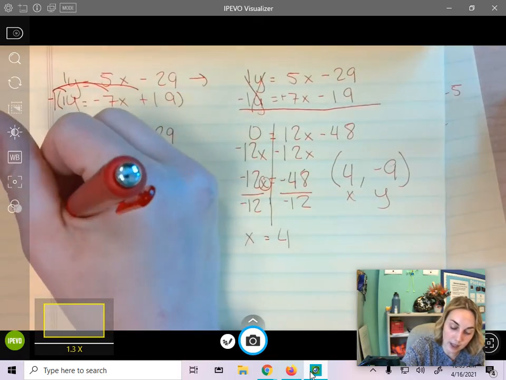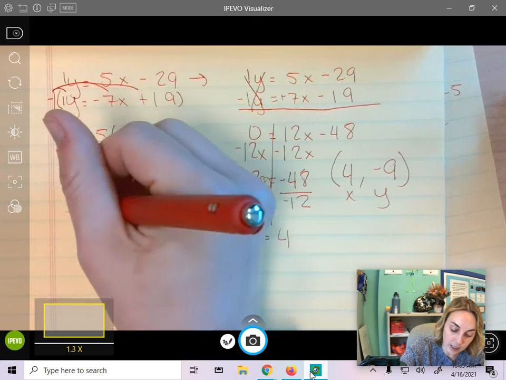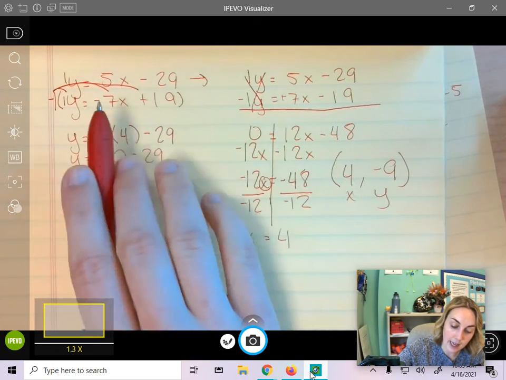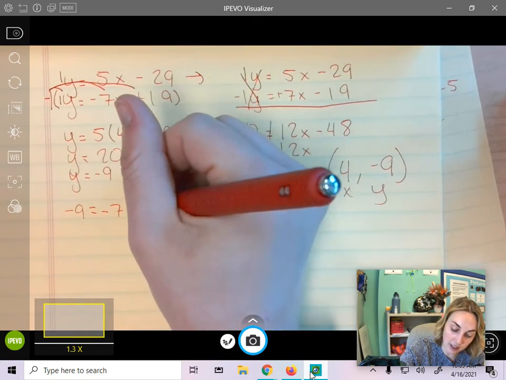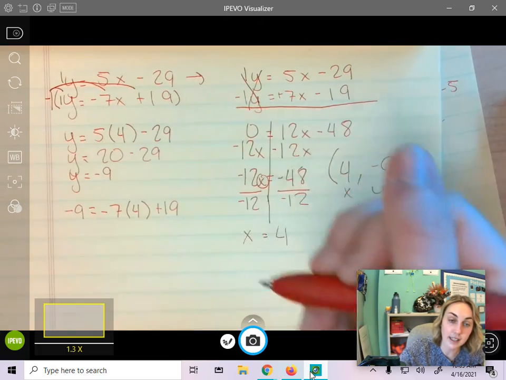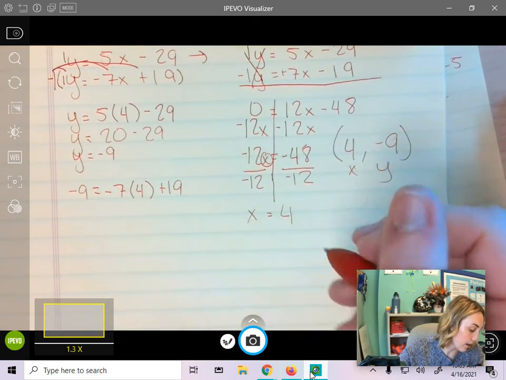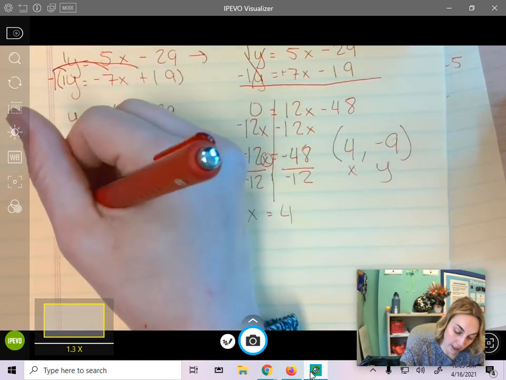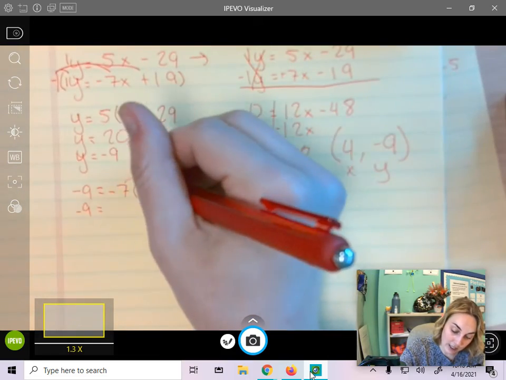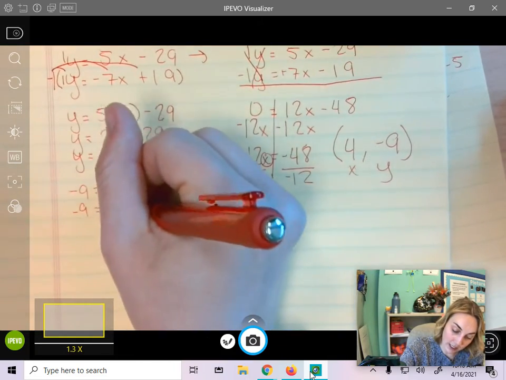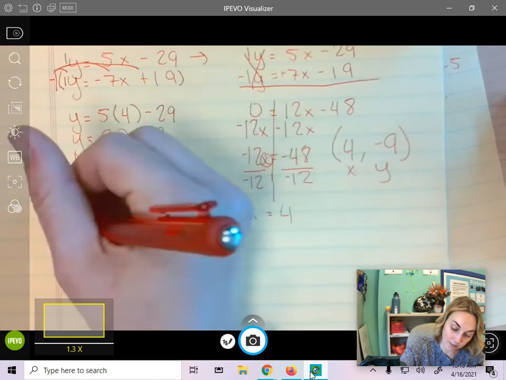So I have my y value is -9. It's equal to -7 times my x value, which is 4, so I'm going to plug that in, plus 19. All right, cool. All right, so bring down this -9. -7 times 4 is going to give me a -28 plus 19.